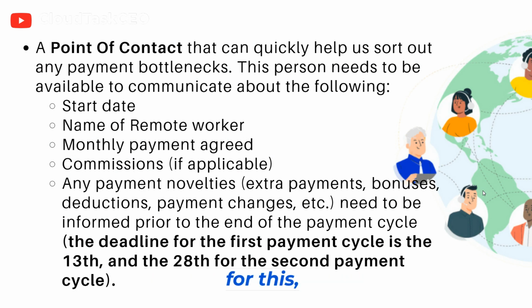For this, we will have a deadline. As I mentioned, we pay on the 15th and the 30th, which means that for the first payment cycle, which is the one paid on the 15th, you will have until the 13th to let me know any payment novelties. And for the one paid on the 30th, which is the second payment cycle, you will have until the 28th.